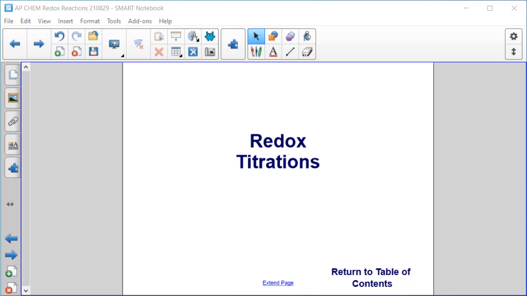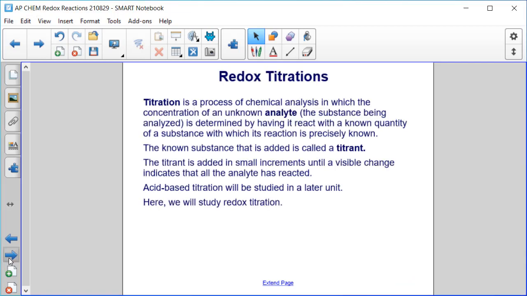In this section, we're going to look at redox titrations. Titration is a process of chemical analysis in which the concentration of an unknown analyte, the substance that's being analyzed, is determined by having it react with a known quantity of a substance with which its reaction is precisely known. The known substance that's added is called a titrant. The titrant is added in small increments until a visible change indicates that all the analyte has reacted.